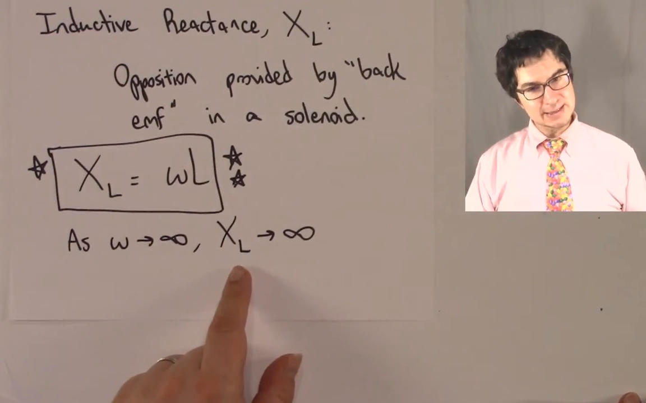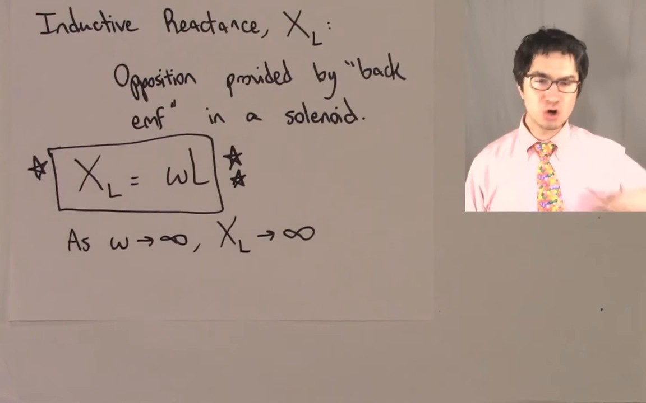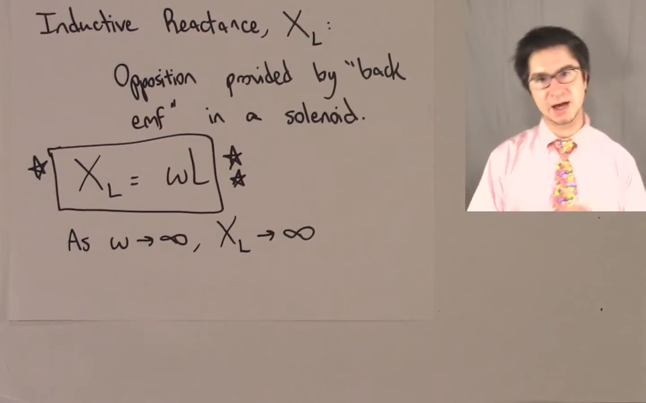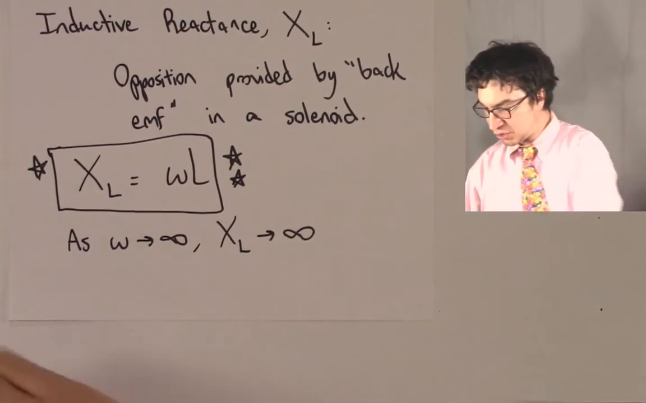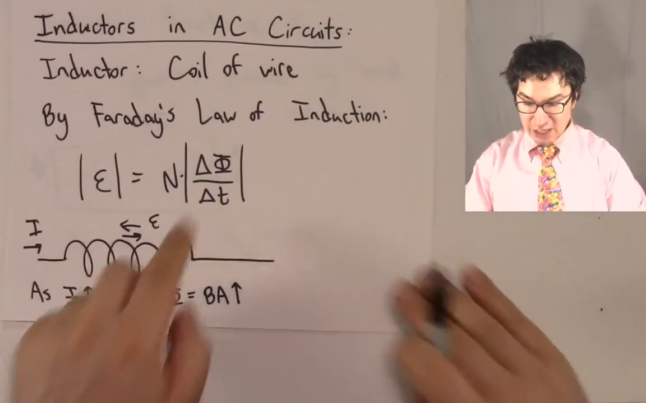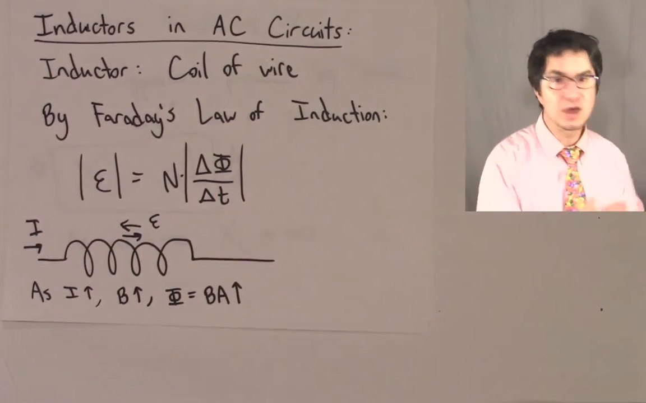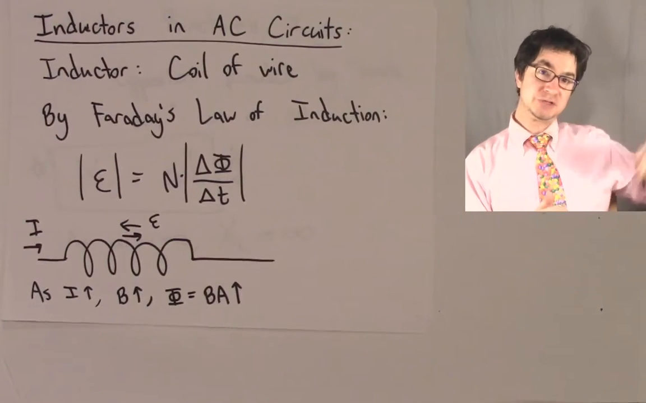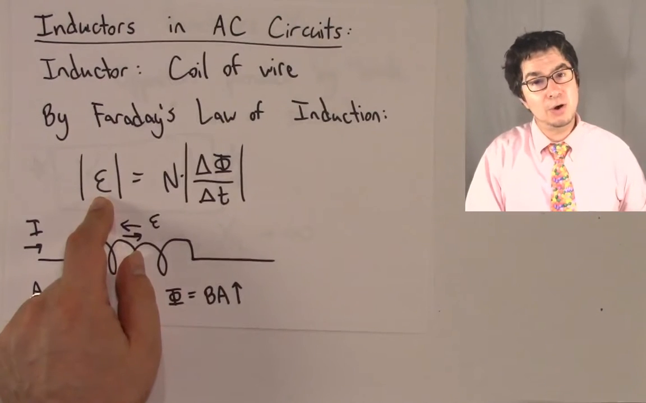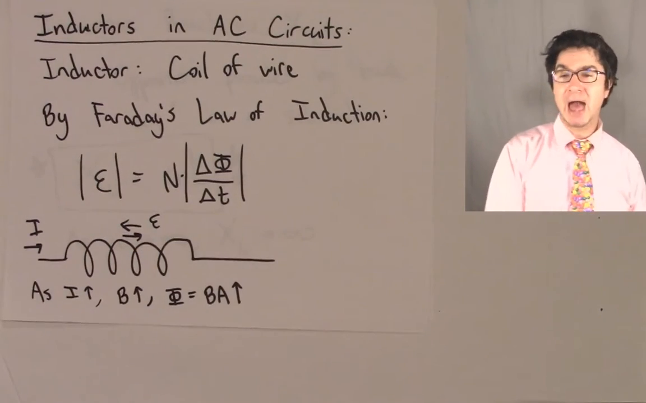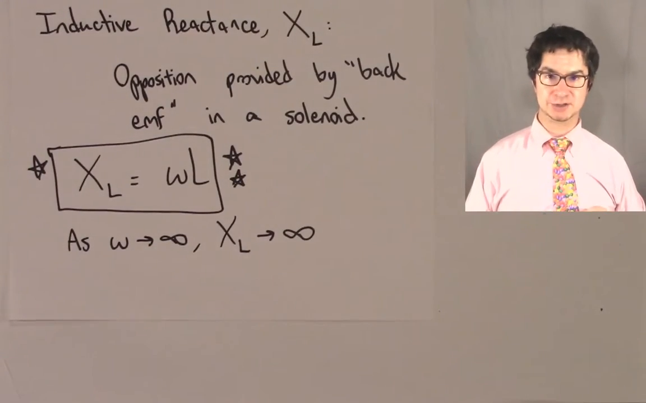Now what that means is, if something is spinning so fast that it's going back and forth very, very quickly, if you think about Faraday's law of induction, it's the change in flux with respect to time. So if it's changing back and forth very, very quickly, because it's rotating very, very quickly, then you're going to have an astronomical amount of EMF, which is going to push back very strongly and produce a very large inductive reactance. Okay?